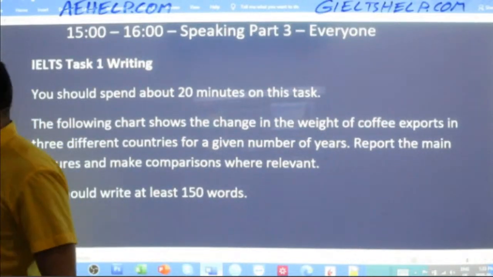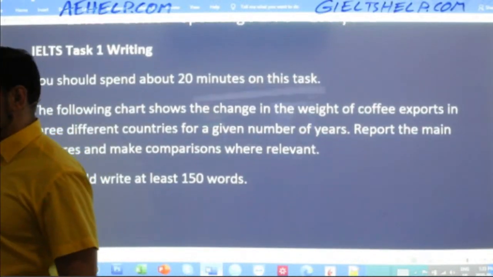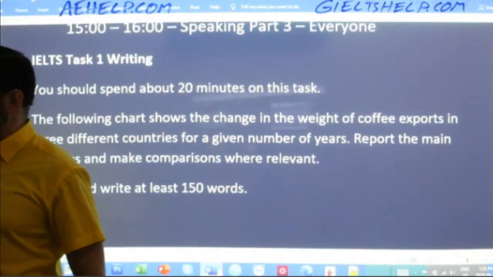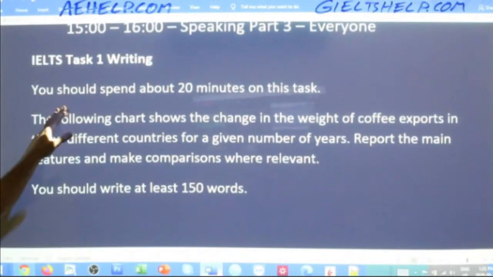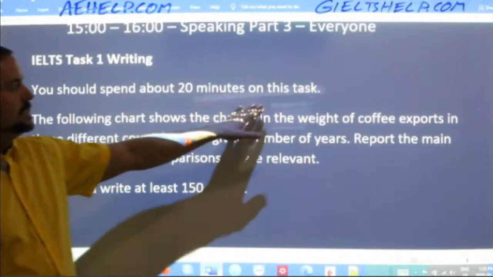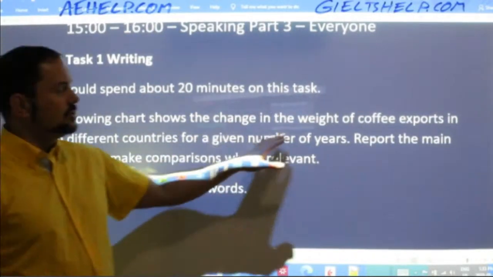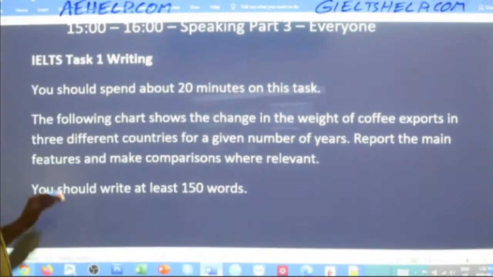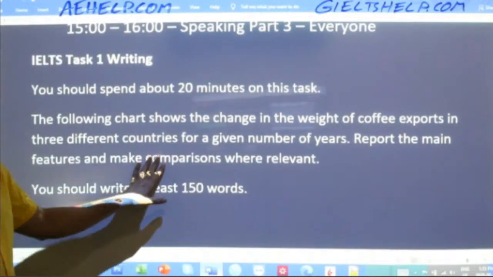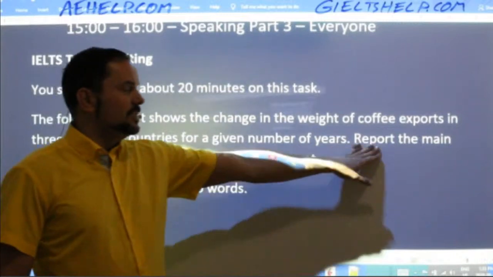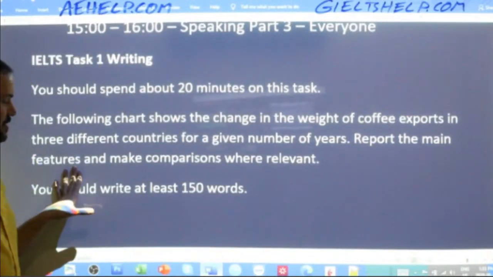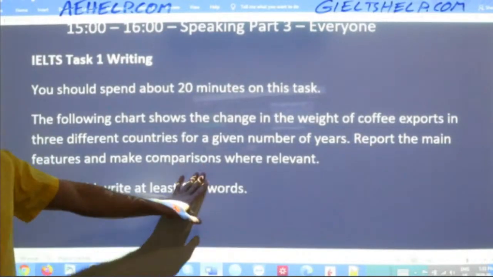Okay. So let's get to writing. Talking about writing. Here we go. Let's look at the question. You should spend about 20 minutes on this task. The following chart shows the change in the weight of coffee exports in 3 different countries for a given number of years. Report the main features and make comparisons where relevant.